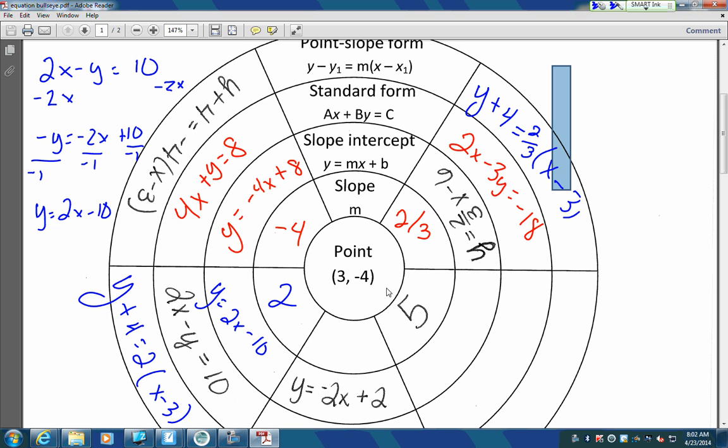Now, let's see, there I've got a point, and let's do this one on 5. Let's go down here and write it in point-slope form. Y minus negative 4 is plus 4 equals, my slope is 5 times x minus 3. There's what it is in point-slope form. So I've got y plus 4 equals 5 times x minus 3.